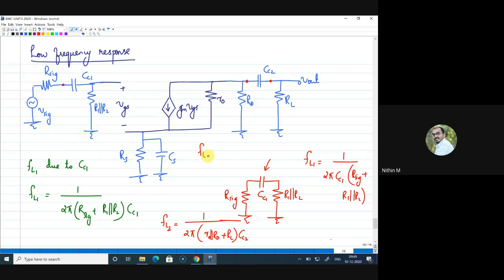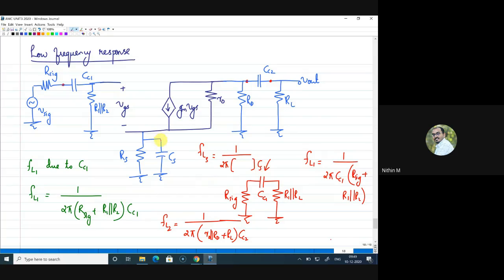So can you tell me what is FLCS, or we'll write it as FLS. What is FLS? Can anyone give a try? Okay, so what I need to do, FLS is 1 by 2 pi into the resistance connected across the capacitor into sum of the resistance connected across capacitor into CS.